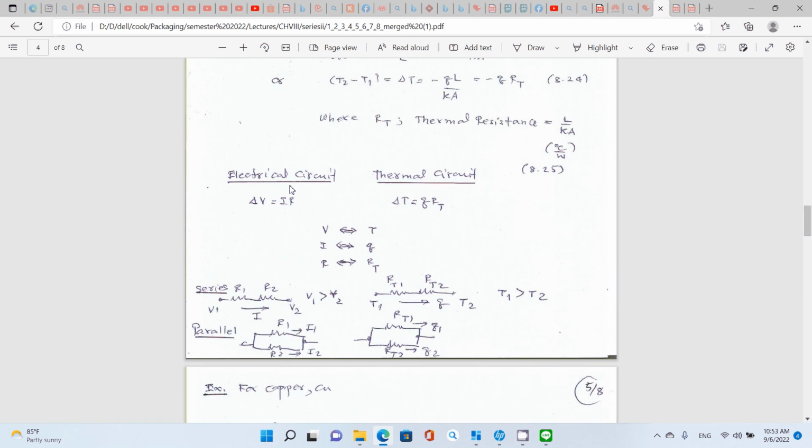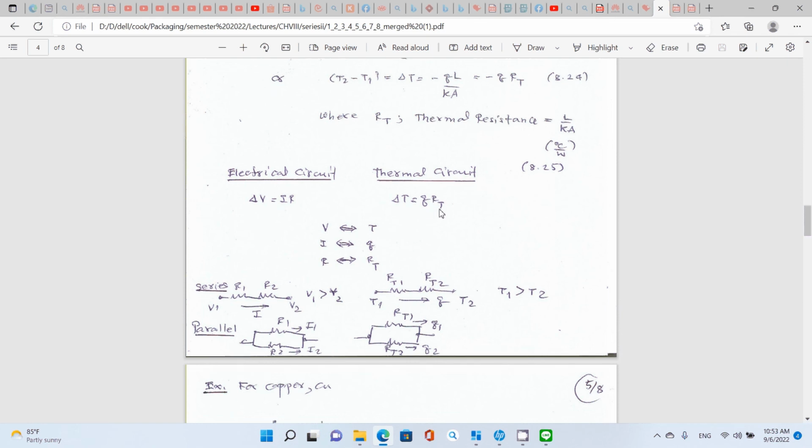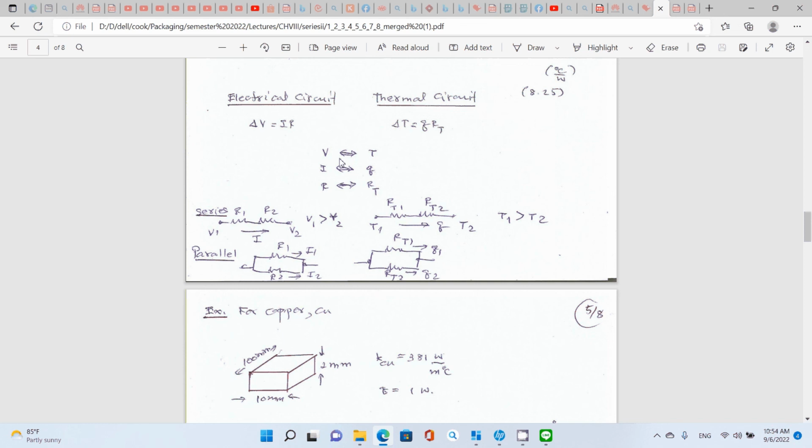Now let's take a look at the equivalent of electrical circuit and thermal circuit. For electrical circuit, you have Ohm's law, delta V equal to IR. And for thermal circuit, you have delta T equal to QRT. So V, or the voltage, is equivalent to T, or temperature. I, or current, is equivalent to Q, or the heat, with the unit of watt. And R, electrical resistance, is equivalent to RT, or thermal resistance.